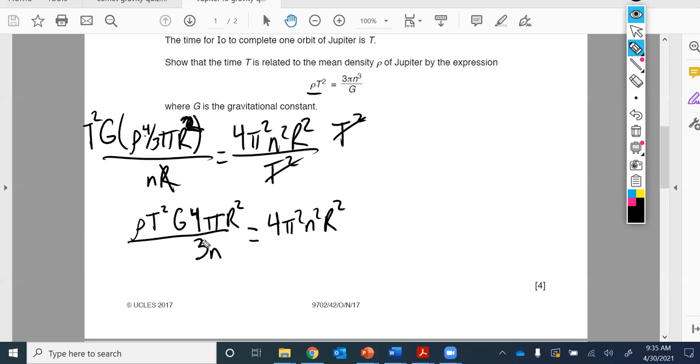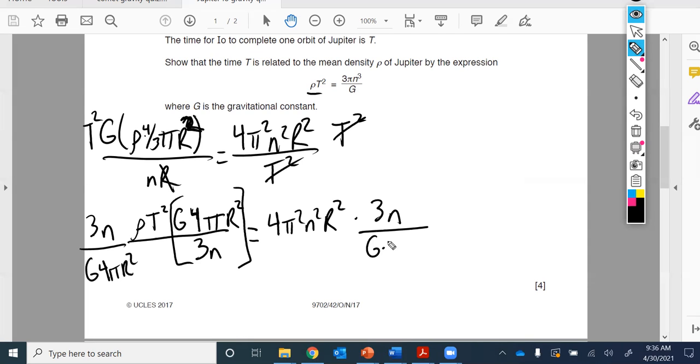Now let's get rid of all of this. To get rid of this term right here, let's just multiply by 3n over G 4 pi R squared. Same thing over here, 3n over G 4 pi R squared. Those 3 n's will cancel. G times 4 cancels. Pi squared cancels. I got my rho t squared equal to... now it should be all this when we're all done. Let's see. There's our G in the denominator. That's good. A 4 is going to cancel. A pi is going to cancel.